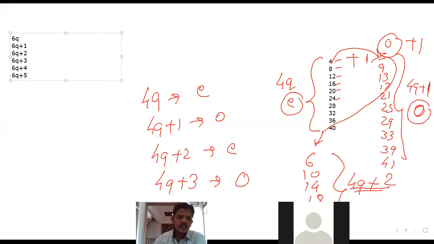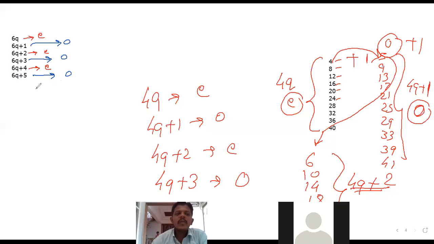Out of which, you tell me now, which are going to be the even numbers? 6q, 6q plus 2, 6q plus 4. And which will be the odd numbers? 6q plus 1, 6q plus 3, 6q plus 5. Yes or no?